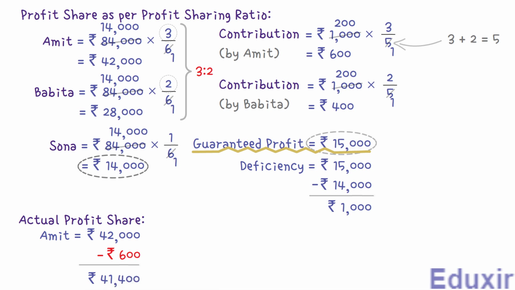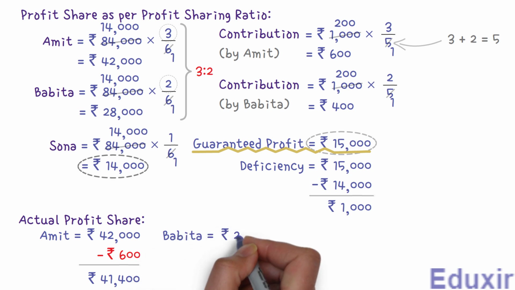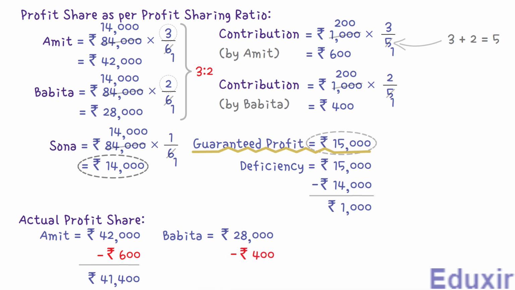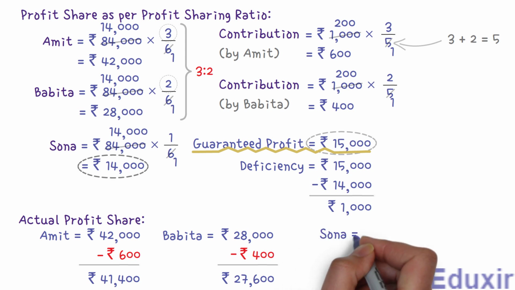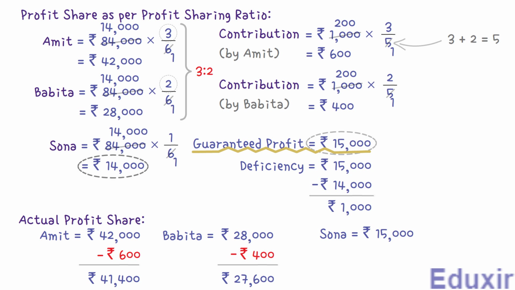Now the actual profit share of the partner Babita is equal to her share of profit as per the profit sharing ratio, which is 28,000 rupees, minus her contribution to the partner Sona's profit share deficiency, which is equal to 400 rupees. Subtracting, we get 27,600 rupees. And finally, the share of profit of the partner Sona will be equal to her guaranteed profit amount of 15,000 rupees.